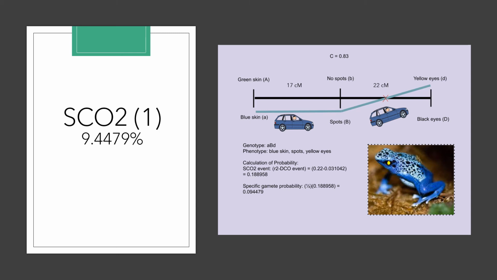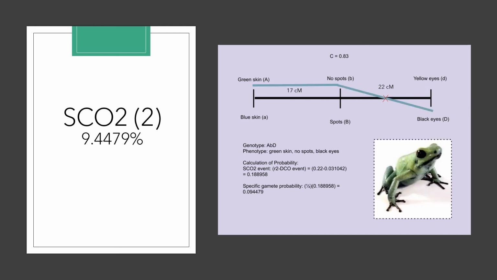So back to the car scenario, if you change lanes in a car for a longer distance, you have a higher probability of getting hit. So I like to think about it as the longer the distance, the more probability you have of having that gamete. This is another single crossover on the second spot, and it will have the same probability as the last.